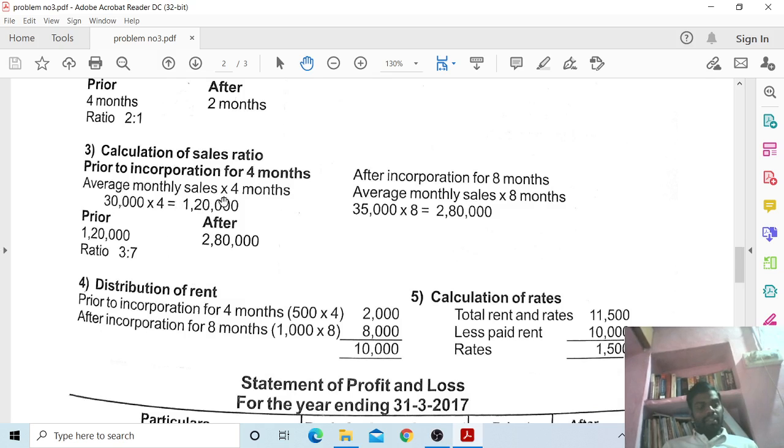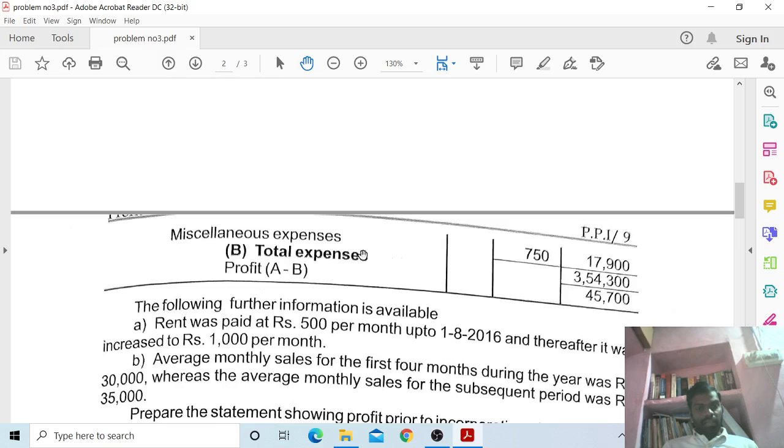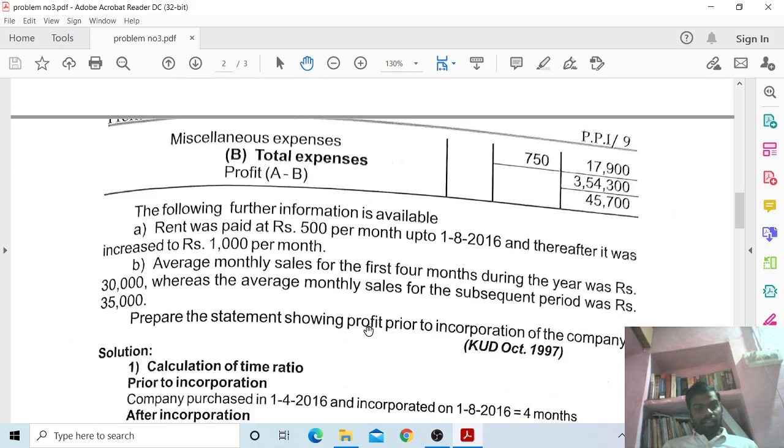So average monthly sales into 4 months. You have to take average monthly sales, which is 30,000. It is already given in the problem.